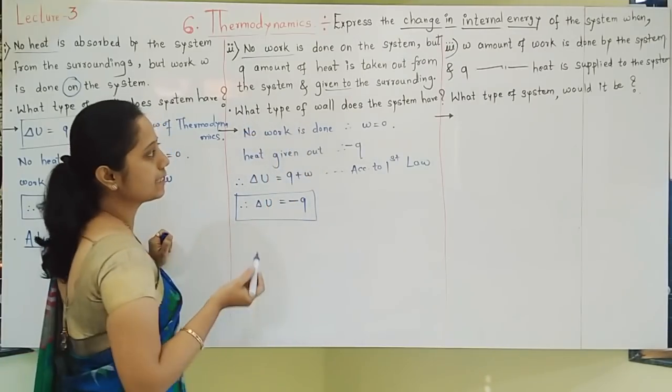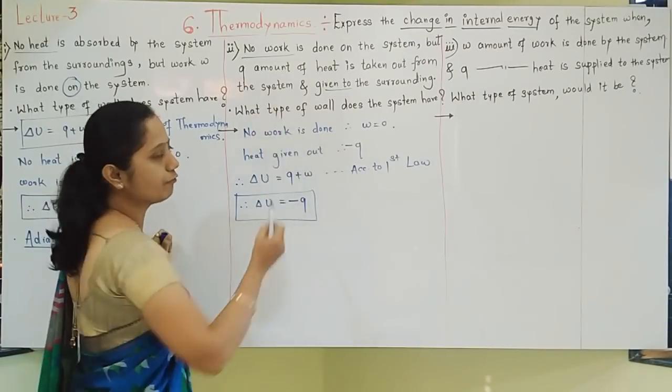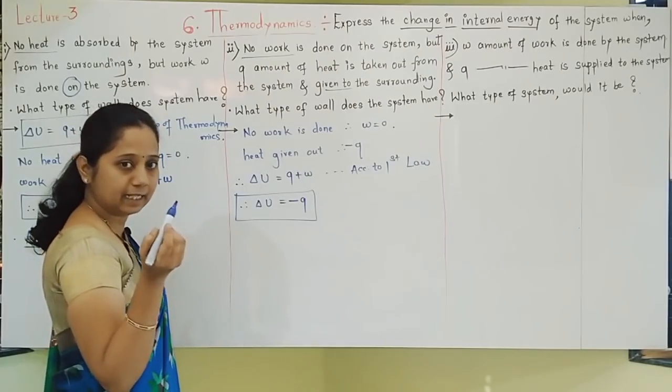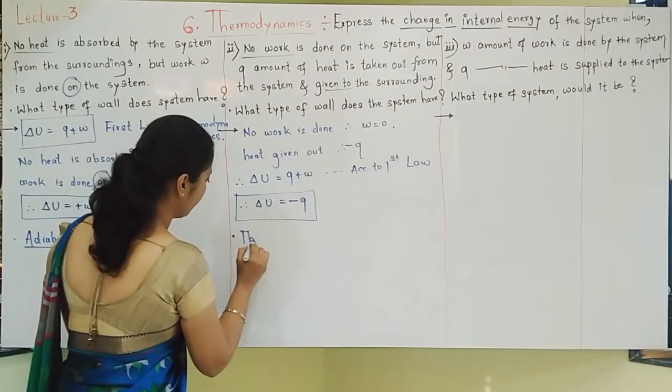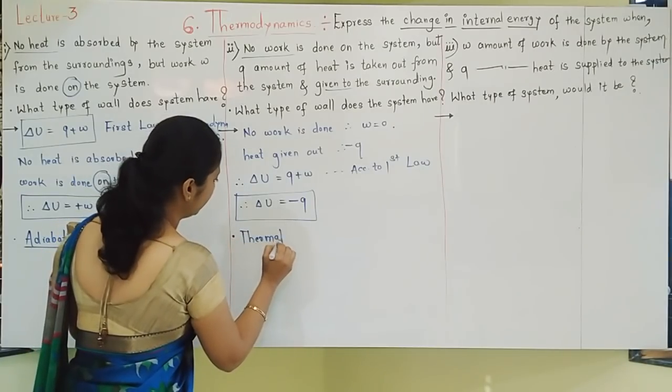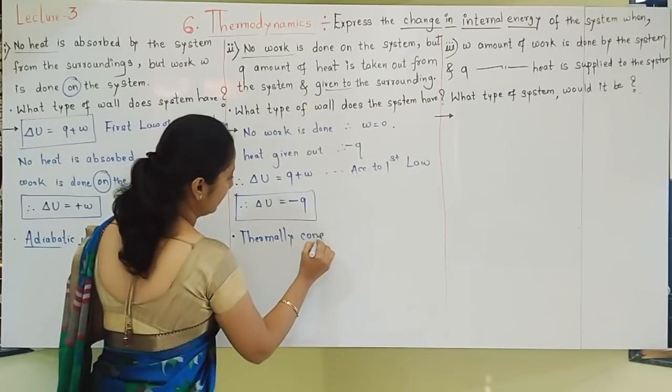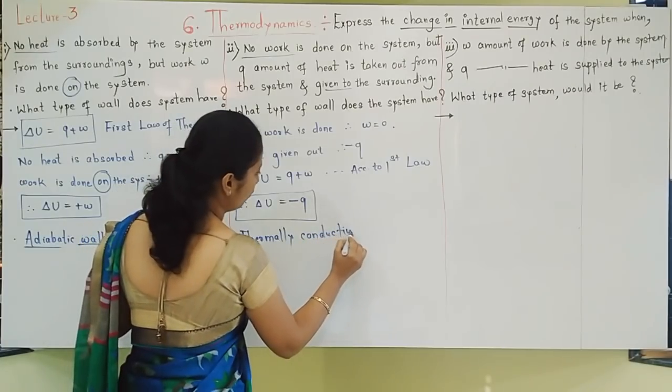What type of wall does the system have? Of course, Q amount of heat is given out. Heat is getting conducted, so walls should be thermally conducting walls. Thermally conducting walls.